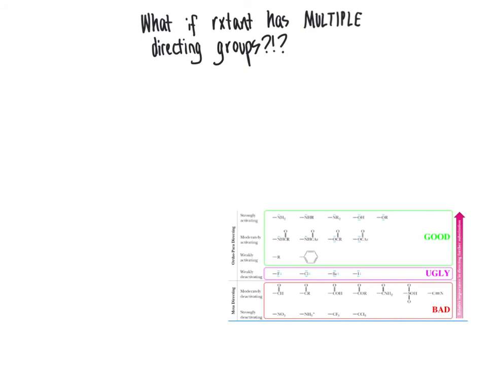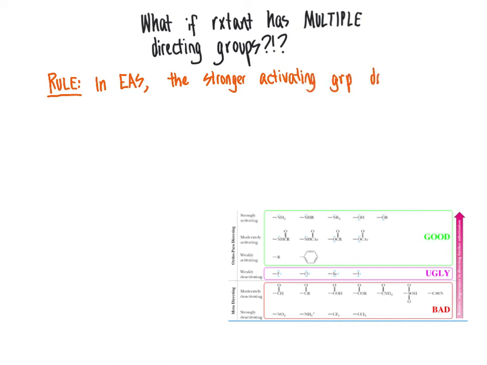So what about this scenario where we start with an aromatic ring that is already di-substituted? We start with an aromatic ring, in other words, that already has multiple directing groups attached to it, and we want to bring in an electrophile for electrophilic aromatic substitution. How do we decide the regioselectivity of that reaction? The rule is, if there are already two directing groups on the ring and we're deciding what to do in the electrophilic aromatic substitution reaction, the stronger activating group drives the regioselectivity.